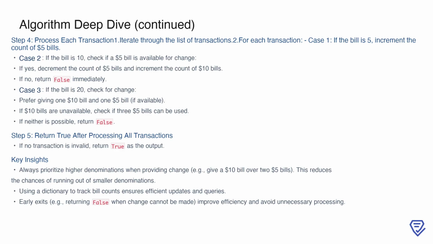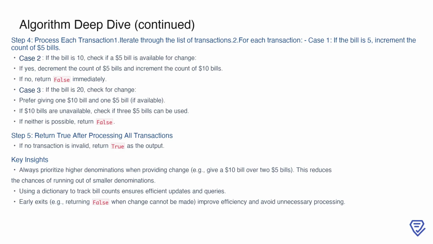Third, if the bill is $20, prioritize giving change using one $10 bill and one $5 bill. This preserves smaller denominations, which are more versatile for future transactions. If no $10 bills are available, check if you can use 3 $5 bills instead. If neither option works, return false. Once all transactions are processed without running into issues, you can return true.